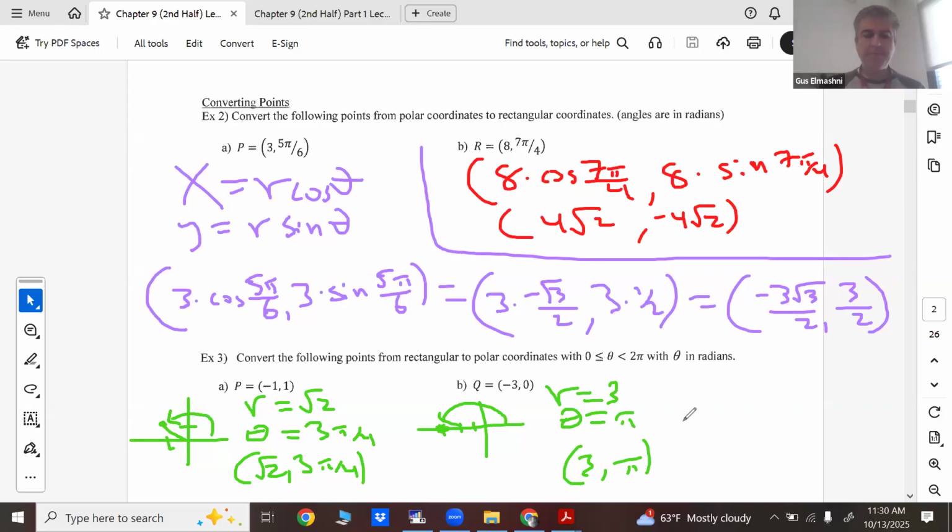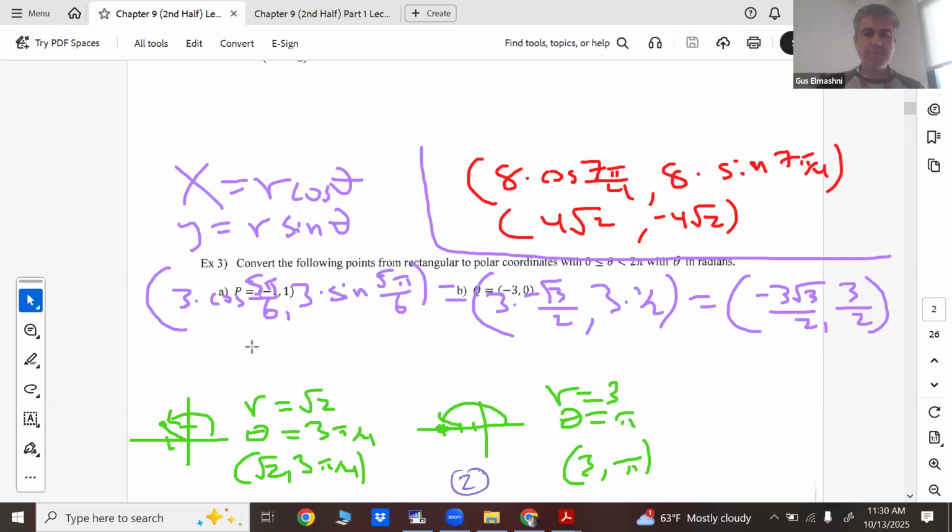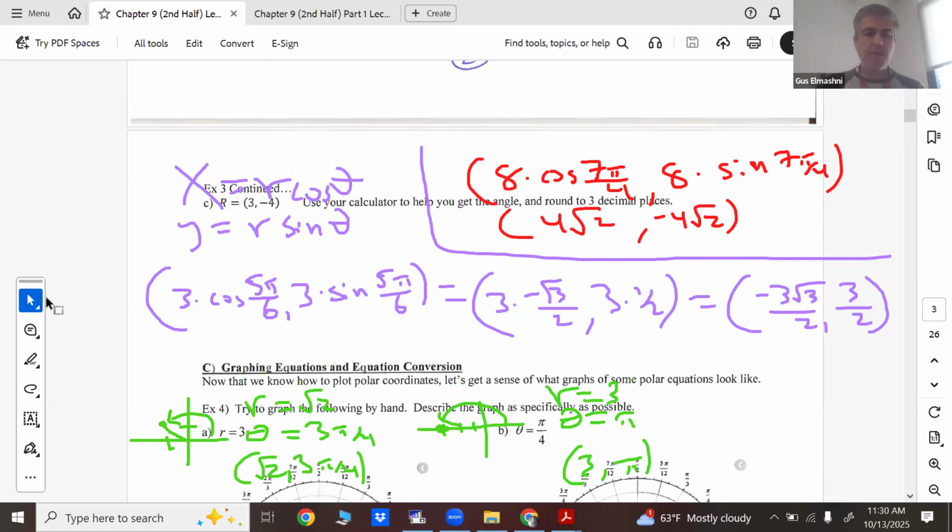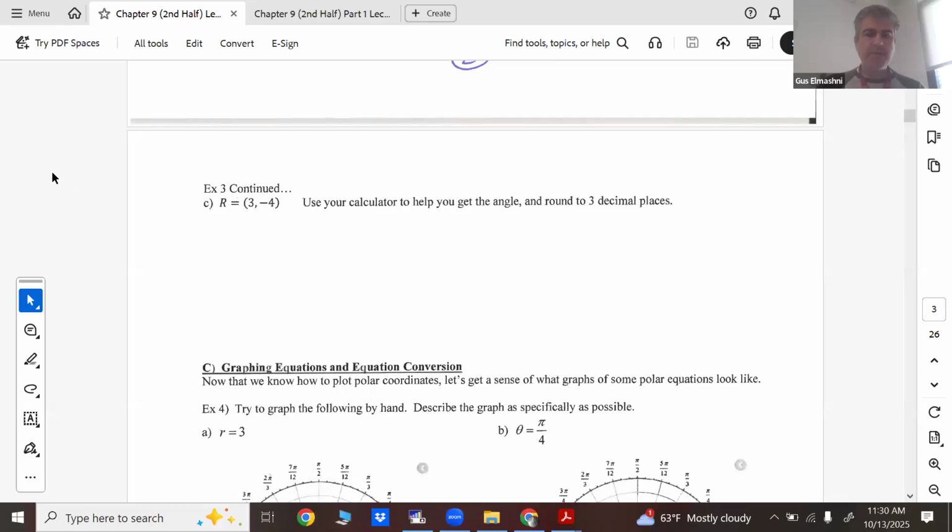Okay, let's keep moving. Okay, part C, another one here. That one's gonna be a little tricky. I know how much you guys love finding the inverse trig with non-traditional unit circle stuff, because that was, I know, a little tricky for you guys. But 3, -4.